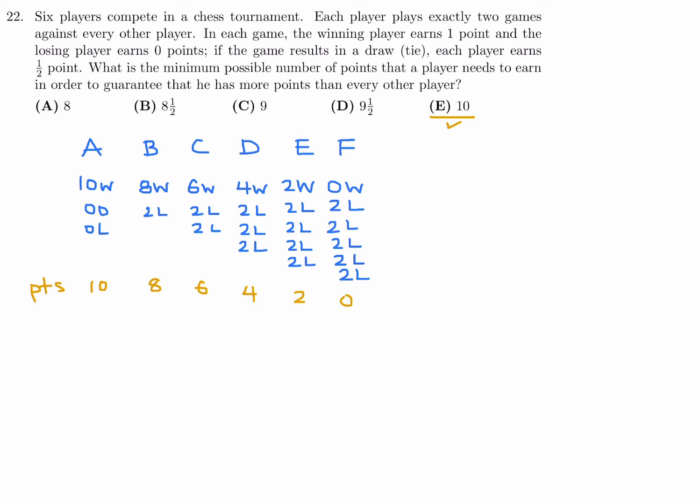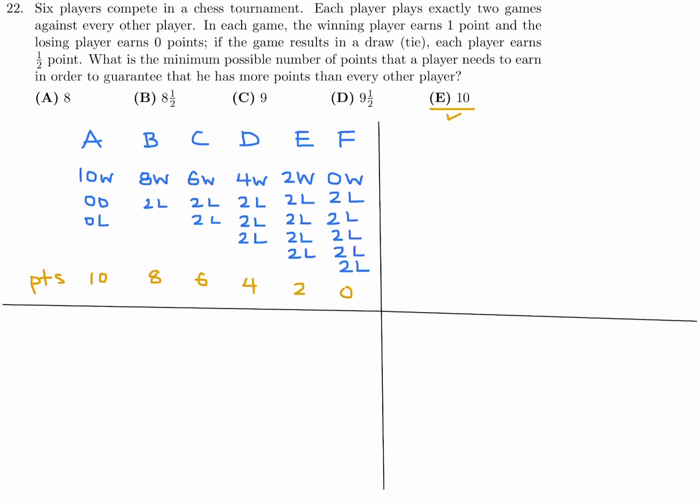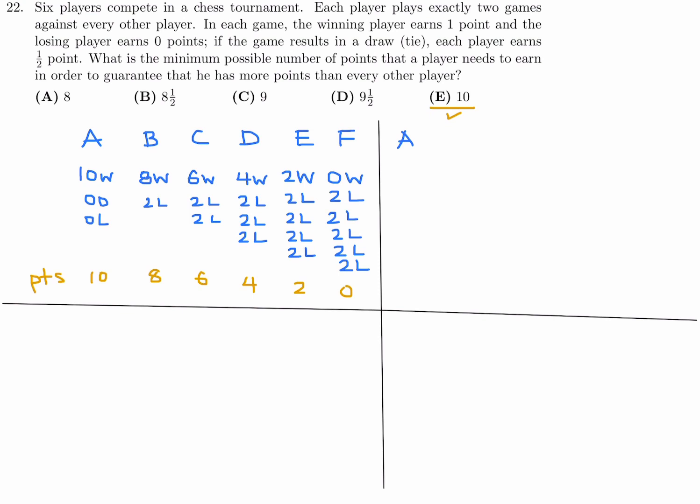All right, no problem. Let's keep that on the screen and let's do the exact same scenario, this time for 9.5. And let's see what we get. Since the next answer choice is 9.5, we want to see if a scenario of 9.5 can guarantee a situation where one player has more points than every other player. Well, a 9.5 will be obtained if you have 9 wins and 1 draw, because you will get 9 points for the wins and a half a point for the draw. So that would give you 9.5 points.